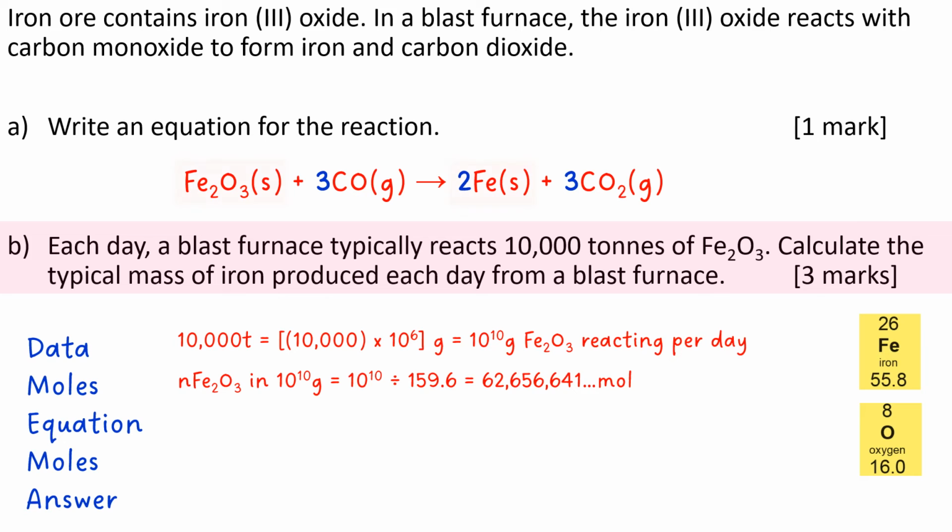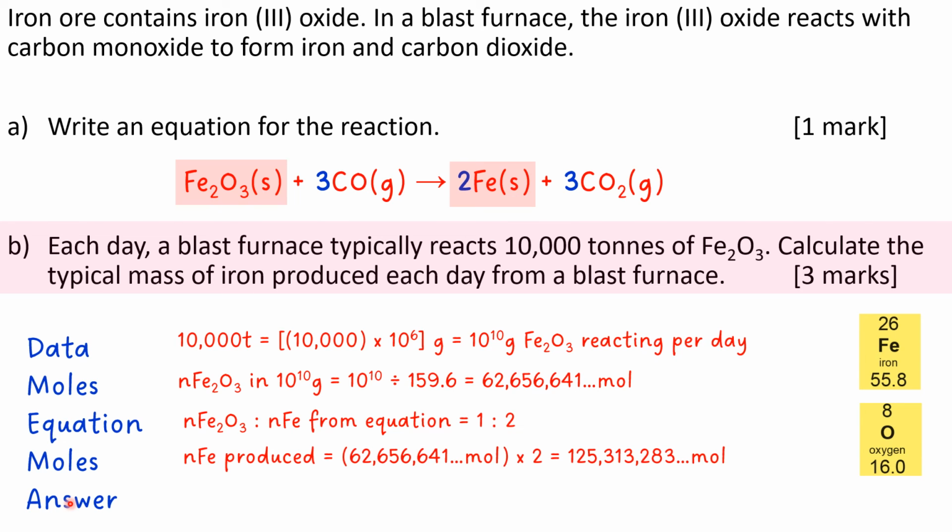So sticking with that, we then look at the equation. We're interested in how much iron is produced. So the relationship between Fe2O3 and Fe, the mole ratio is 1 to 2. So all you have to do is double the number of moles of Fe2O3 to get the number of moles of Fe metal. So this is the number we end up with.